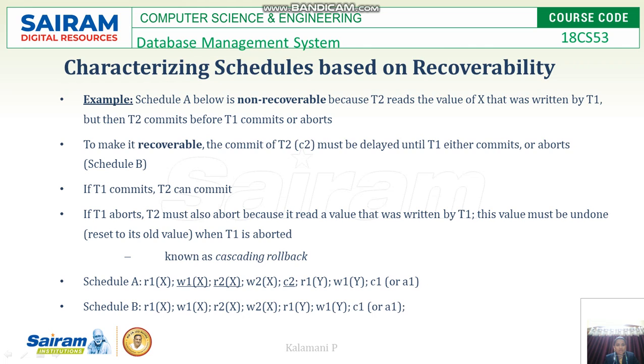To make it recoverable, the commit of transaction T2 must be delayed until T1 either commits or aborts. That is important. Then it is recoverable. Otherwise, it is non-recoverable. If T1 commits, T2 can commit, because T1 is completed first in schedule A, then T2 is completed. So first T1 should commit, then T2 can commit. If T1 aborts, T2 must also abort because it read a value that was written by T1.